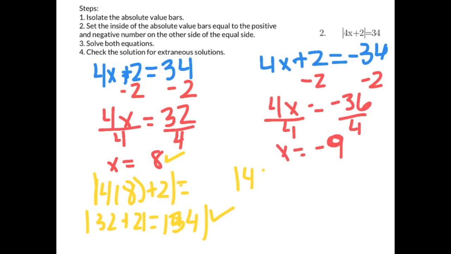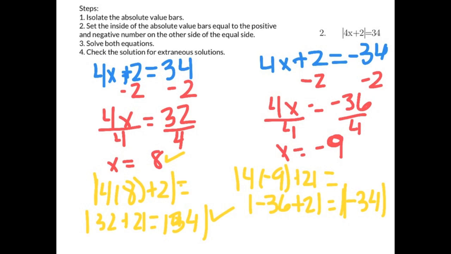So 4 times negative 9 plus 2, which is equal to negative 36 plus 2, which is equal to negative 34. And since it's in absolute value bars, that means it's positive. So that is now equal to positive 34, which is what we wanted. So this solution is true. All right. So our solution set is x is equal to 8 and x is equal to negative 9.